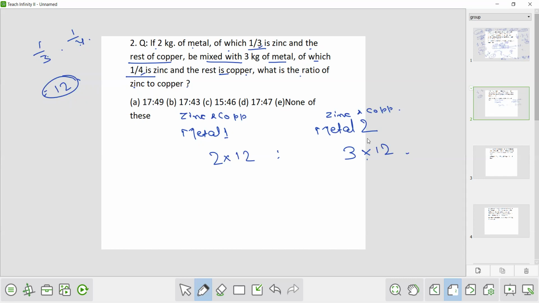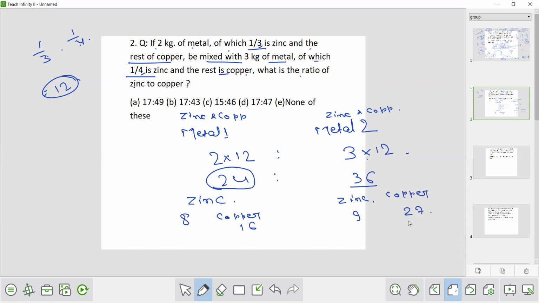Now metal 1 and metal 2 are in the ratio 24 is to 36. Out of this 24, 1 by 3rd is zinc. So zinc is how much? 1 by 3rd, that is 8. The remaining will be copper, so copper is 16. Here 1 by 4th is zinc, so zinc is 9. The remaining will be copper, so copper is 27. Now what is the ratio of zinc to copper?